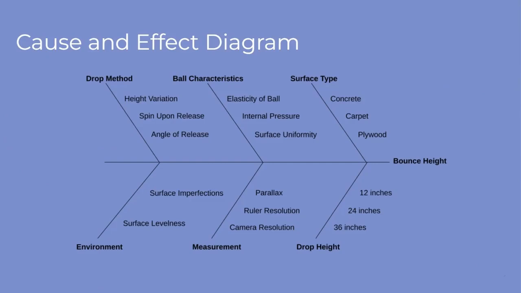But another one I want to mention is the parallax. That is when we were recording with our camera. If it wasn't exactly even with the ball, we could have had some minor errors in our recording of the bounce height.